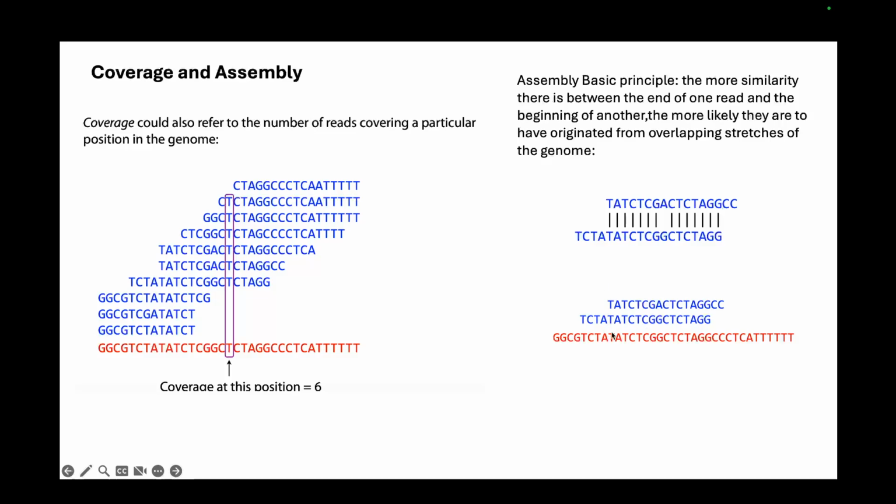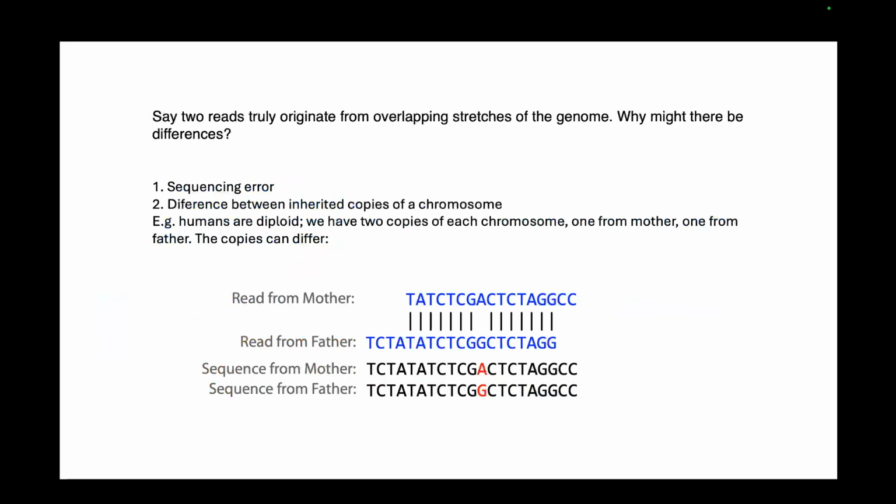So this part is common, and this is unique to the second read. This is unique to the first read. So the basic idea behind this is the more similarity there is between the end of one read and the beginning of another, the more likely that they have originated from overlapping stretches of the genome. This is the principle we'll be going by.